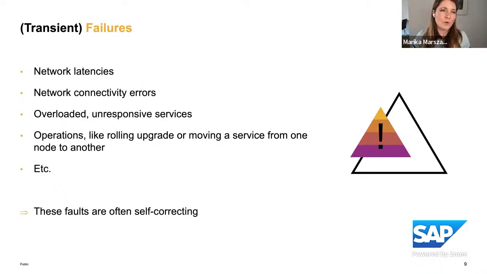So let's talk a bit about failures. Today, I would mostly like to concentrate on transient failures, so failures that resolve themselves after some time or are only there for a short amount of time. But failures are not always only transient. The most important part that I'm looking at today is transient failures. Examples for this are network latencies, network connectivity errors, and overloaded or unresponsive services. Also, if you do operations like rolling upgrades or moving a service from one node to another, that can turn out to be a temporary failure. Those issues are usually self-correcting.